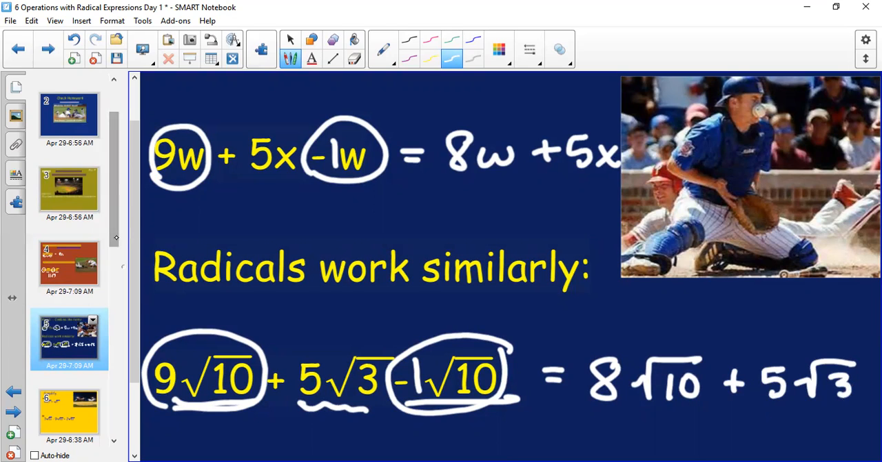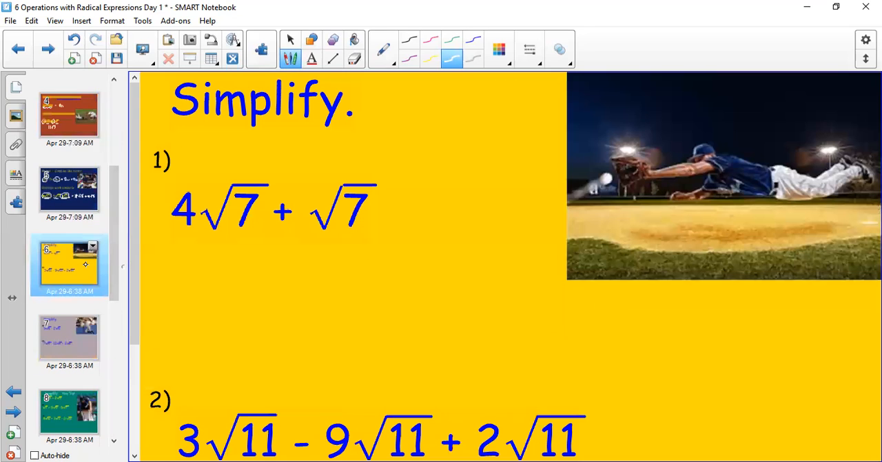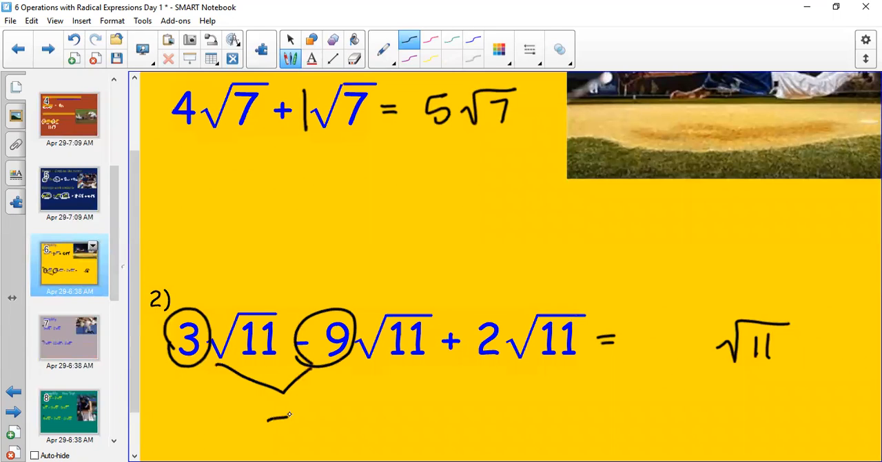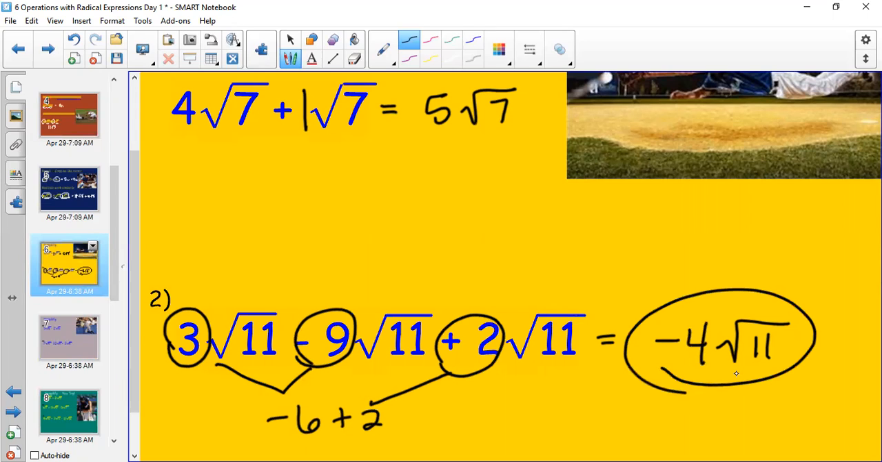All right, so now let's practice a few more. So we've got 4 square root of 7 plus 1 square root of 7. That would give us 5 square root of 7. Here they're all square root of 11, so I'm going to keep the square root of 11, and I just need to add my coefficients. So 3 and a negative 9 would be negative 6, plus my 2 would give me negative 4 square root of 11 for our final answer.